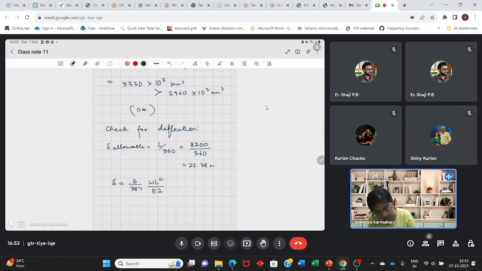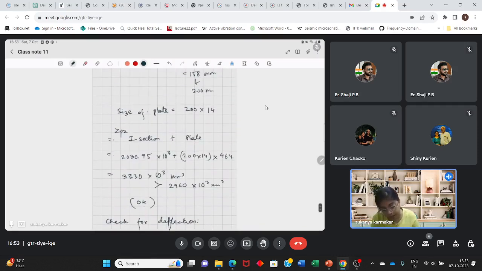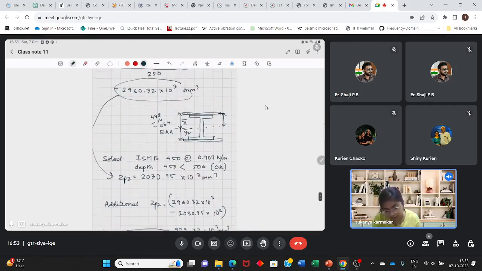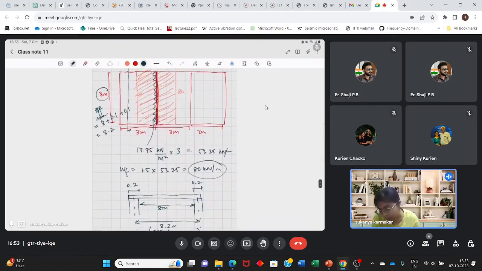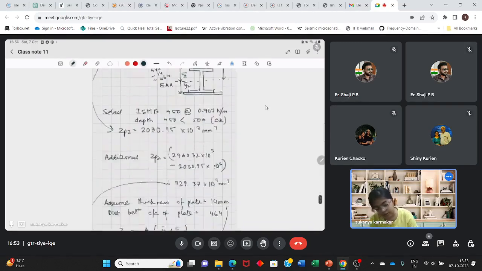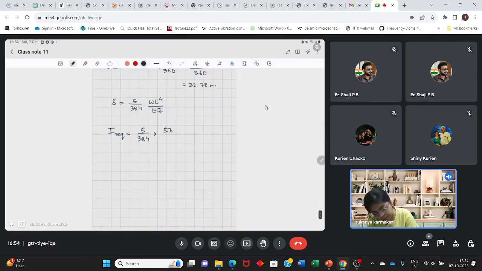So you know the allowable deflection. For satisfying the allowable deflection, you need to know how much I is required. So I required will be basically 5 by 384. W will be the total unfactored load coming on the section. What is the total unfactored load? Total unfactored load is this 53.25, or the serviceable load, 53.25.